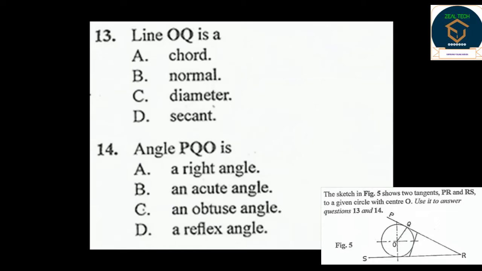Now, if you look at the line OQ, the line OQ is nothing but a normal. The answer is B. You would have called it radius, but we don't have radius here, so it's normal. And why it is called normal is because it touches the tangent at 90 degrees, the tangent PR. Number 14, angle PQO is dash. Angle PQO is a right angle. Of course, it's a right angle because OQ is normal to tangent PR. So the answer is A.